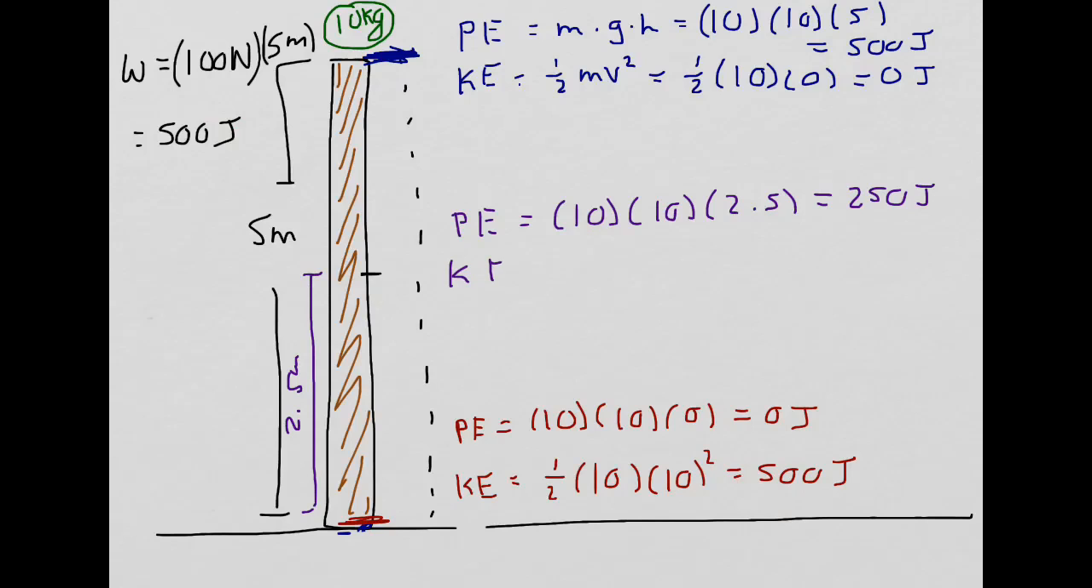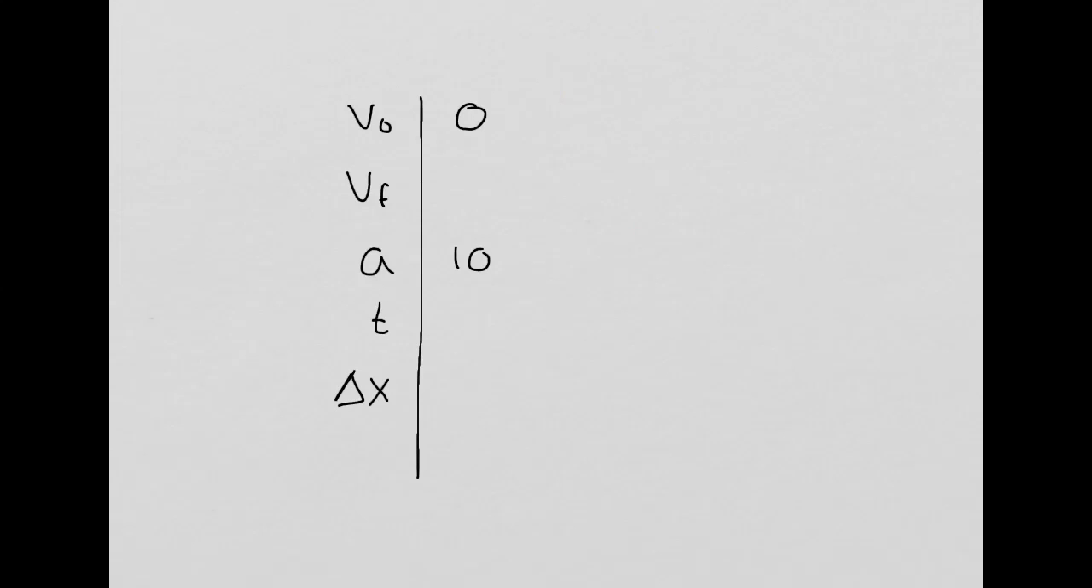Kinetic energy. So again, we need to know the velocity at that point. So I'll go through the process one more time, on the next page. Setting up a chart, we know that VO is 0. We're looking for VF. Acceleration due to gravity is 10. We don't know time, and we know that the change in position is 2.5.